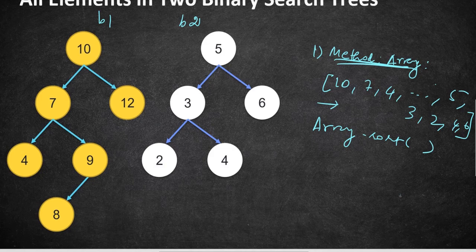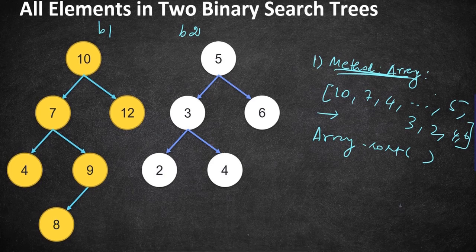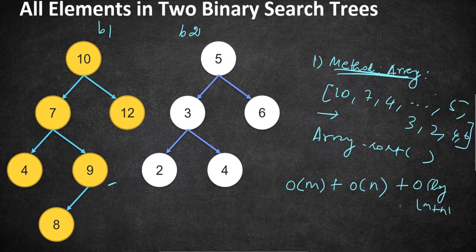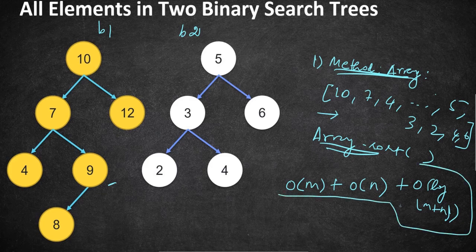So yes, this is going to work fine, but the problem here is the time complexity. First, to traverse binary tree 1 is going to take big O of m. Let's say m is the number of nodes in binary tree 1, and big O of n is for the number of nodes in binary tree 2, and another big O of (m plus n) log of (m plus n) would be taken by the array.sort method to sort the given array. So this is the overall time complexity of this method, which is definitely not the optimal one.